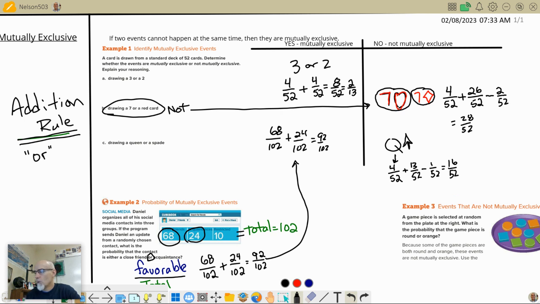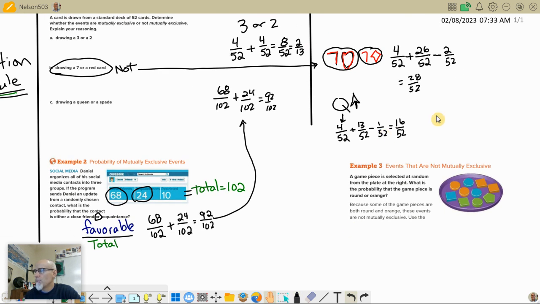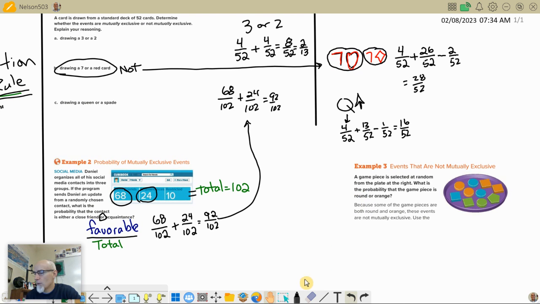All right, let's try one more not mutually exclusive situation where you have to subtract what they call the intersection, what's in common or what's happening at the same time. A game piece is selected at random from a plate at the right. What is the probability the game piece is round? So let's just deal with one at a time. So round, all right, let's look for the round ones. 1, 2, 3, 4, 5. I think there's 5 round ones out of 6, 7, 8, 9, 10. I think there's 10, right? So there's 5 out of 10 that are round.